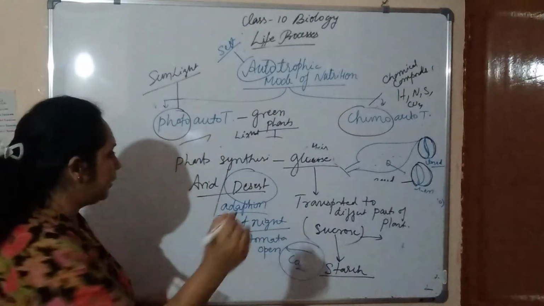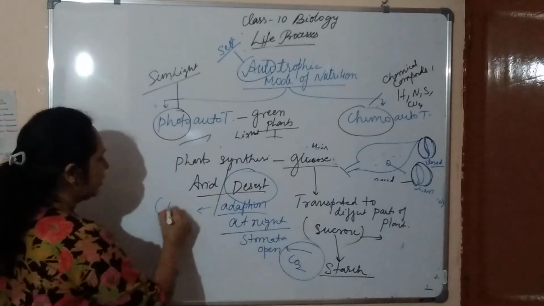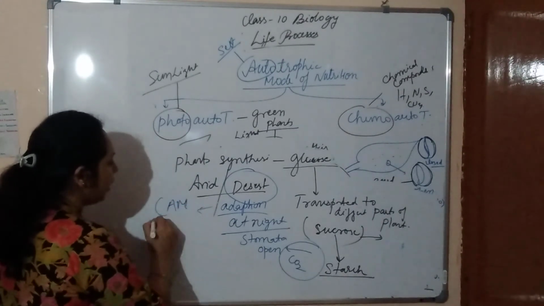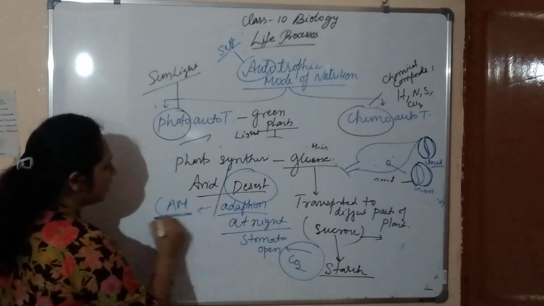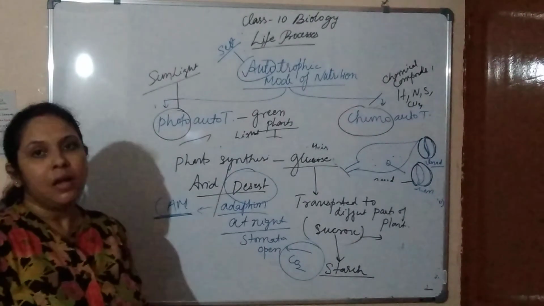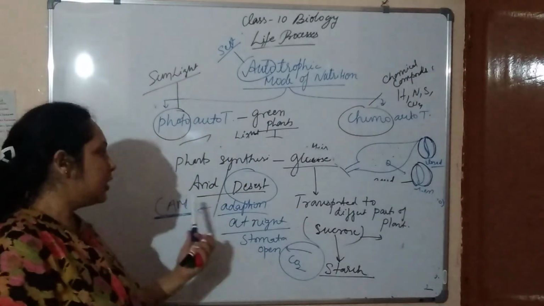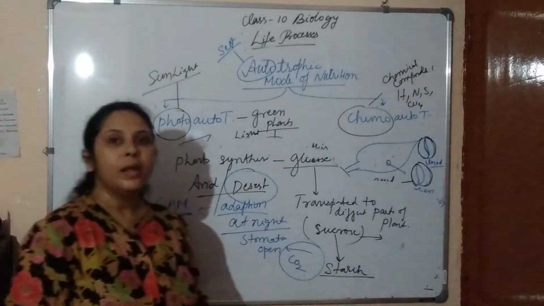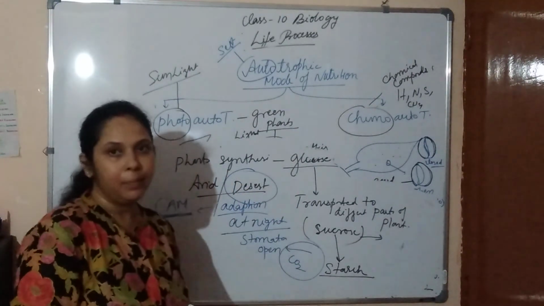That process is called CAM, that is Crassulacean acid metabolism. When you go into the higher classes, you will study about this process. So this is all about how the photoautotrophs do their work.